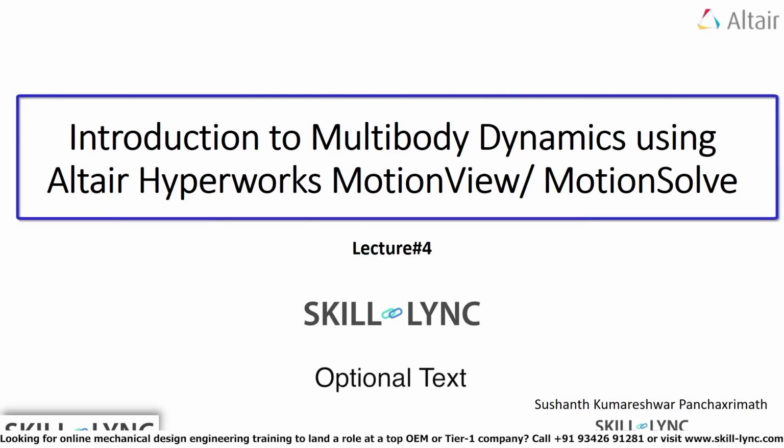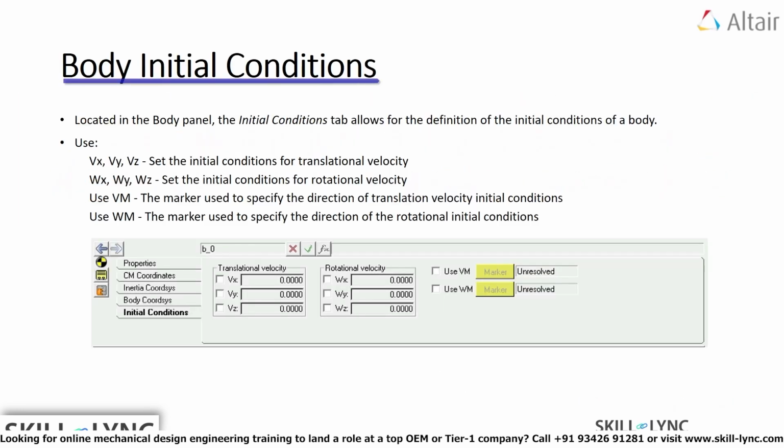Welcome to the fourth chapter on multibody dynamics using Altair HyperWorks MotionView and MotionSolve. In this chapter, you will continue to build on the free body model from the previous chapter. We will assign initial conditions, that is, velocity to the body. We'll create an output for specific measurements of interest. We'll also learn about the coordinate systems and the markers. And we will also simulate and plot the results.